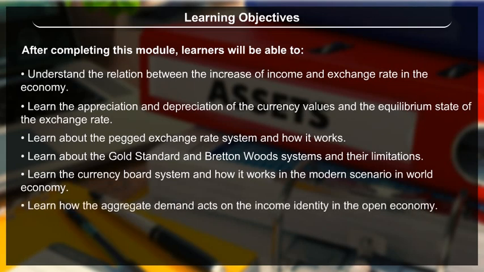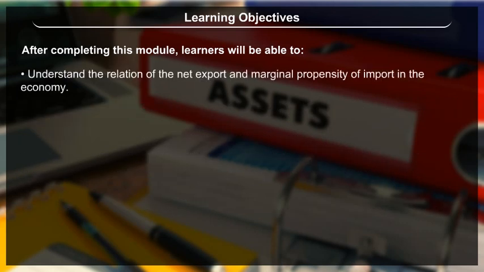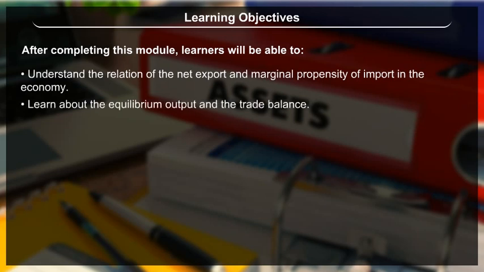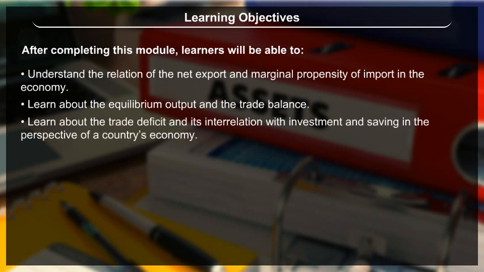Learn how aggregate demand acts on the income identity in the open economy. Understand the relation of net exports and the marginal propensity to import in the economy. Learn about the equilibrium output and the trade balance. Learn about the trade deficit and its interrelation with investment and saving from the perspective of a country's economy.